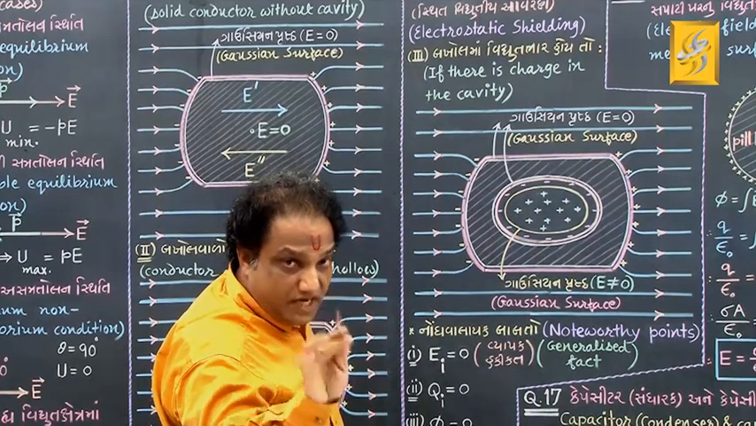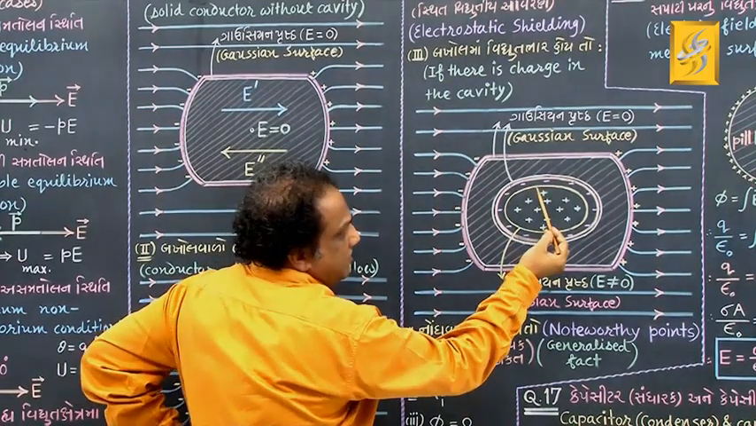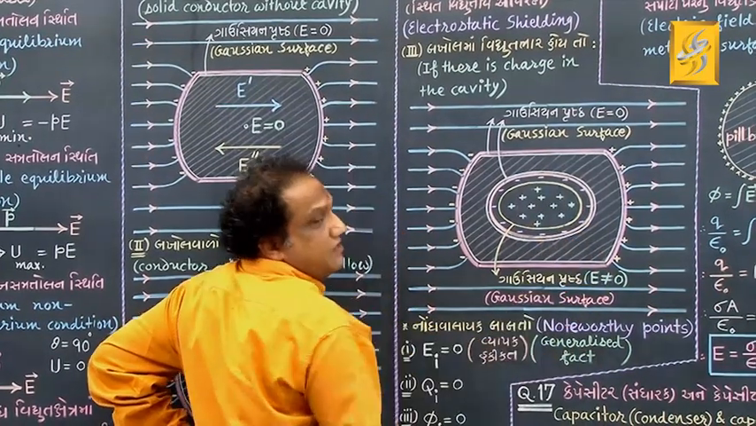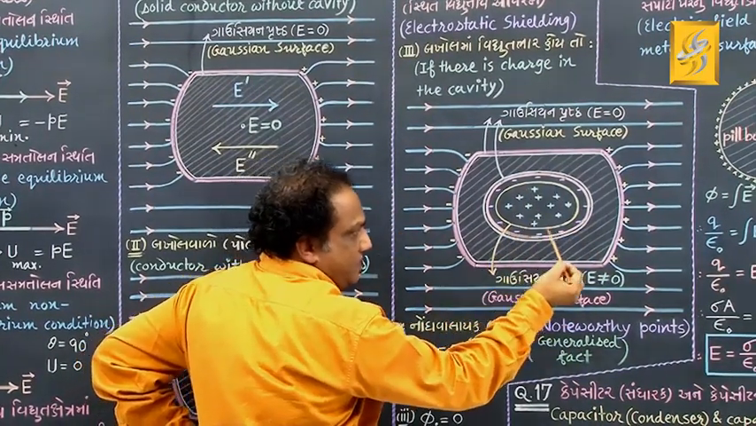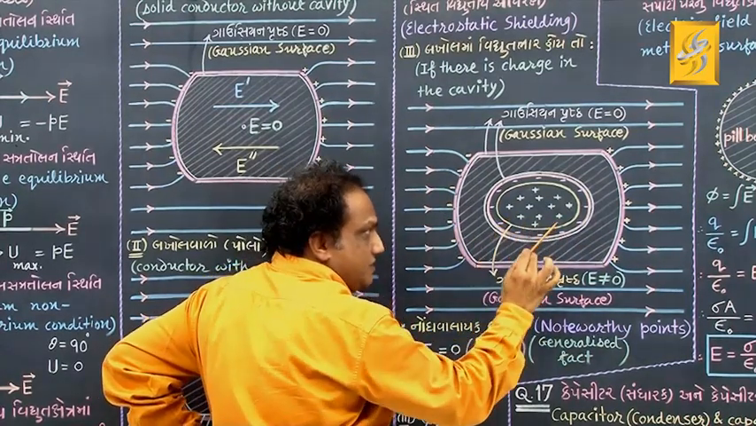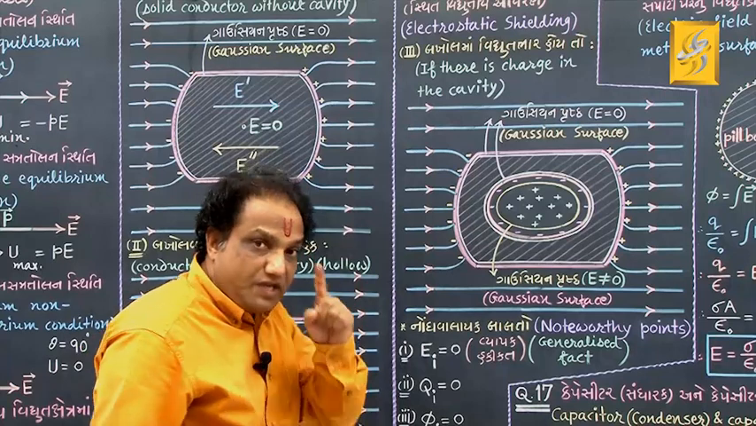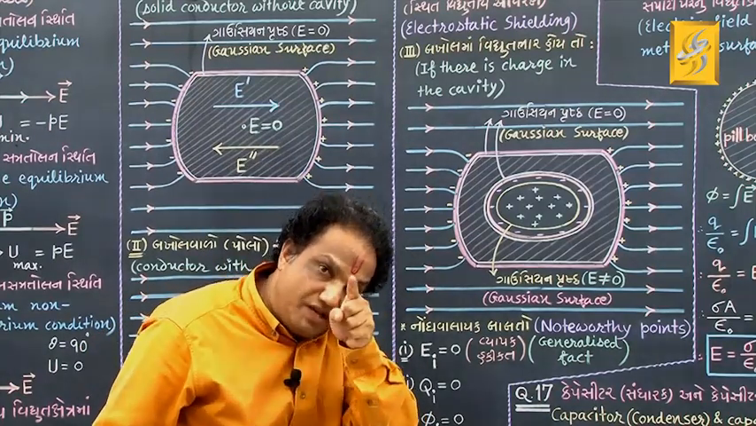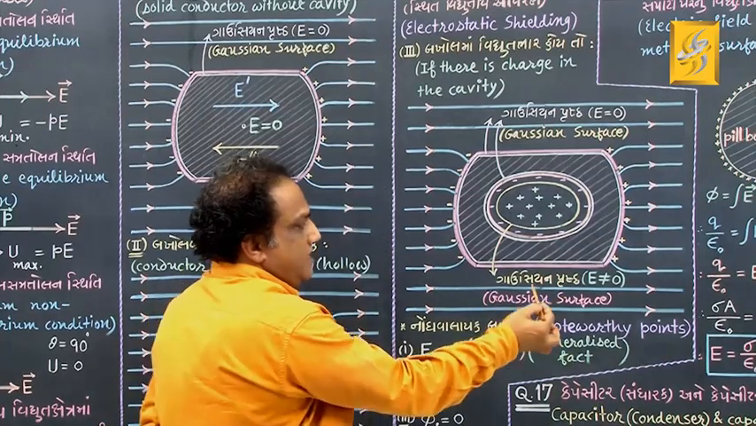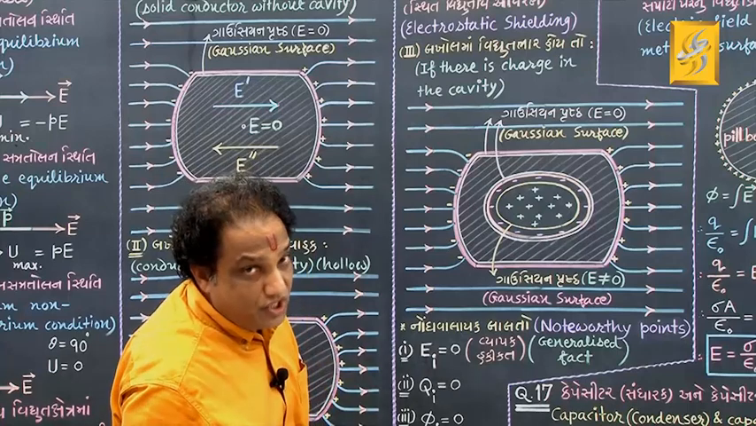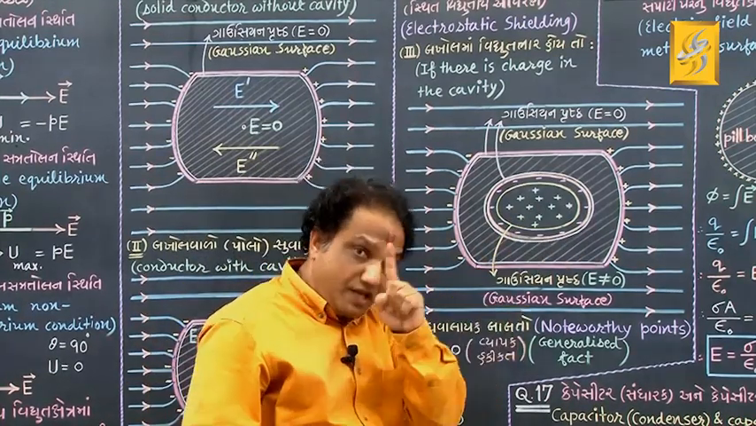But what about inside the cavity? Consider this Gaussian surface inside the cavity. Now, for this Gaussian surface, definitely it encloses some amount of charge, correct? And because it encloses some amount of charge, there is some electric field inside the cavity. That is why here I have written E is not 0. Electric field is not 0 inside the cavity.